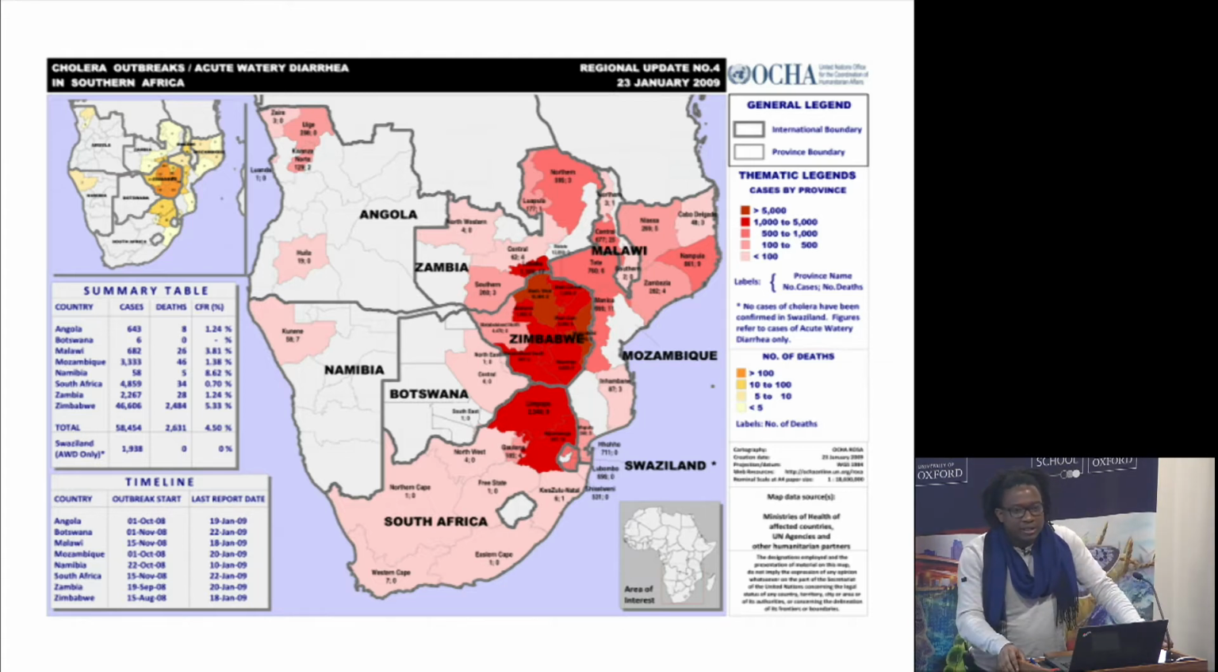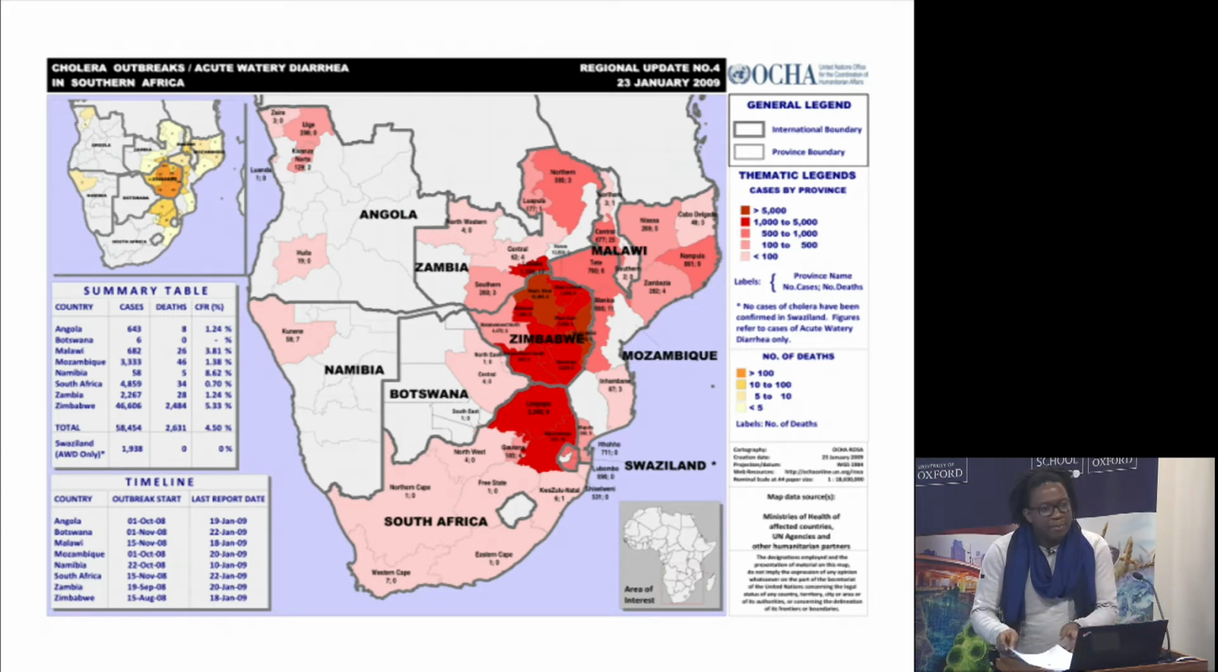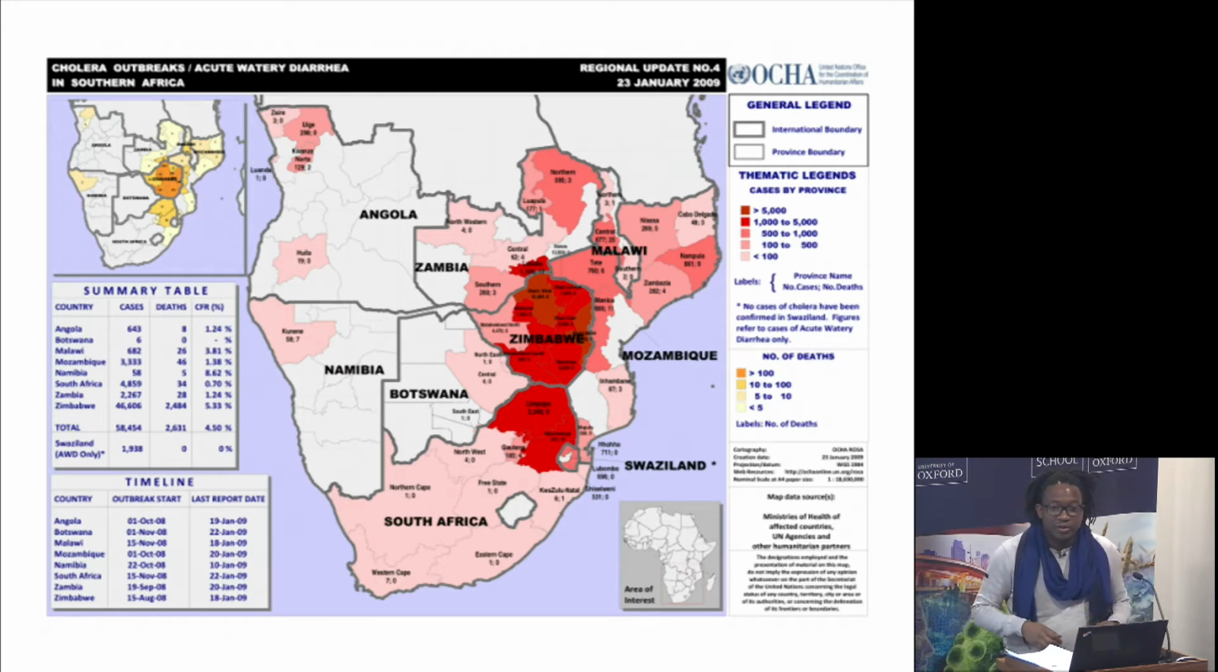Over a 10-month period, cholera infected nearly 100,000 people, claimed the lives of about 4,000, and at the peak of the epidemic, it had an unprecedentedly high case fatality rate, thereby making Zimbabwe's 2008 and 2009 cholera outbreak the most extensive in recorded African history. Now, in this presentation, I'm not going to talk about the making of the cholera outbreak or the politics of it in terms of governmental structures, but rather looking at the social politics of the cholera outbreak.